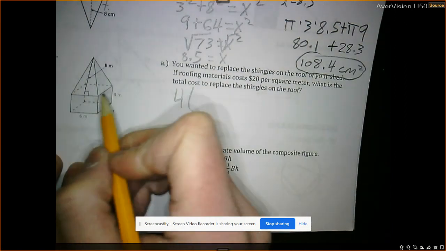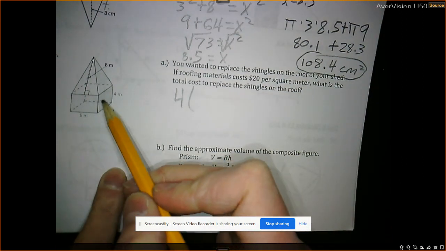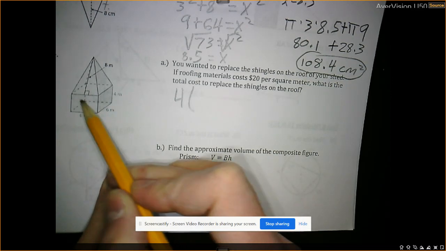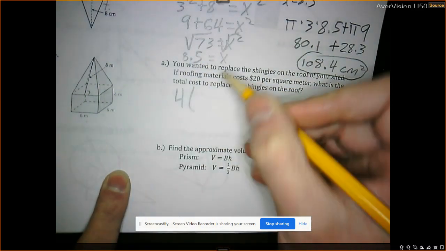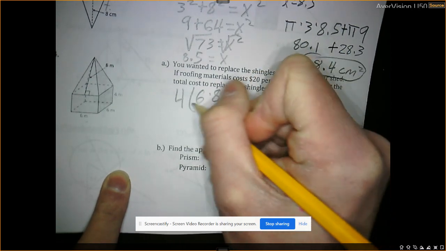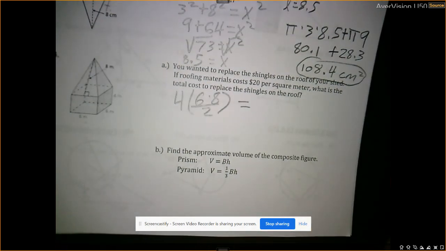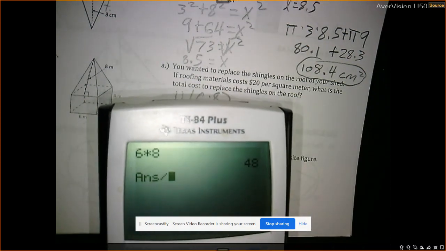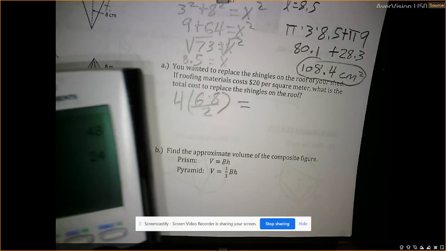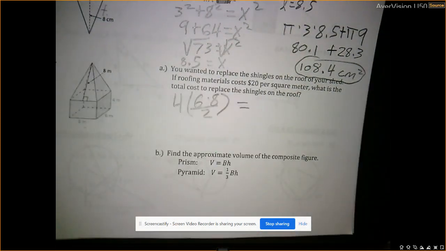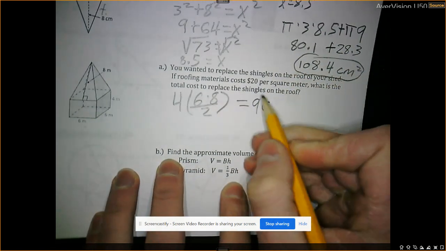Well, that's not bad because it's just base times height divided by 2 for a triangle. What's the base here? 6. Good. Yeah, because it's 6 here, and a height of 8. So 6 times 8 divided by 2, because it's base times height divided by 2 for a triangle. Let's see what that is. So 6 times 8 is 48. Divide that by 2. That's 24. Times it by 4. That's 96.